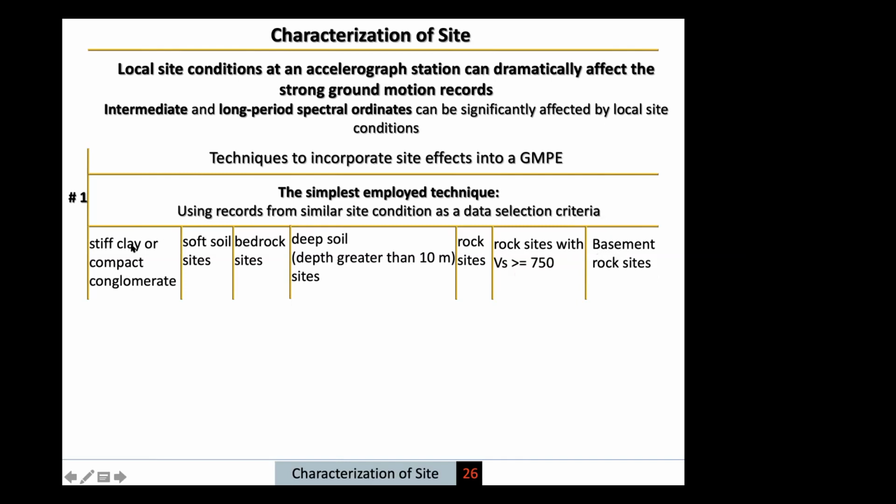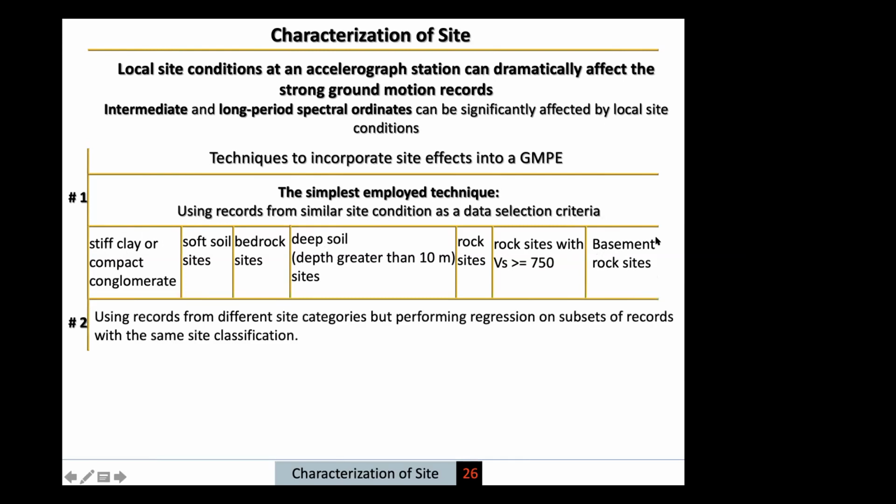So when you just consider one of these site conditions and only use those records of this site condition, this is the simplest thing that you can do. The other option is to use records from different site categories. So these are different site categories, and you can also find different definitions for that.